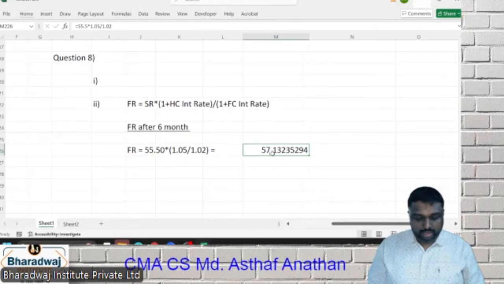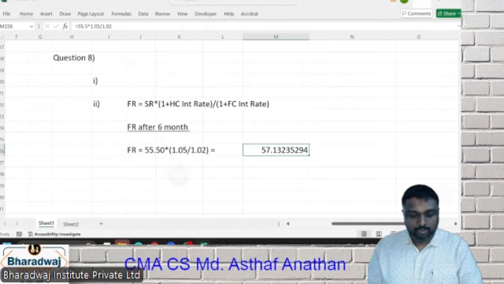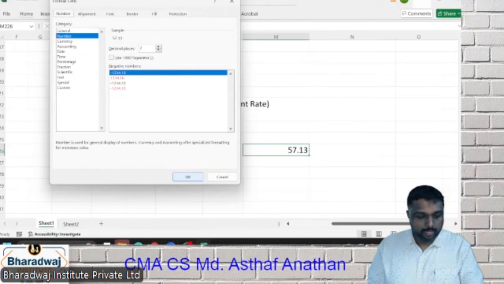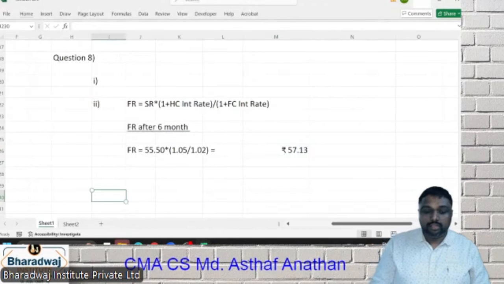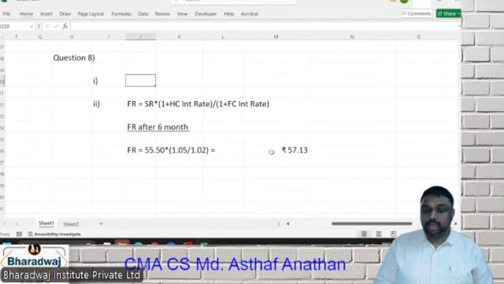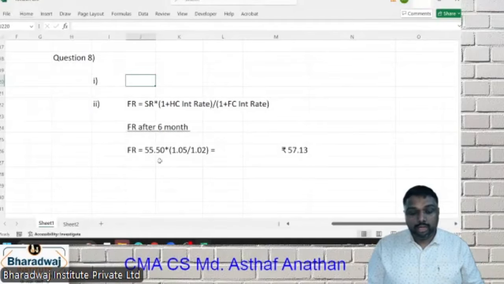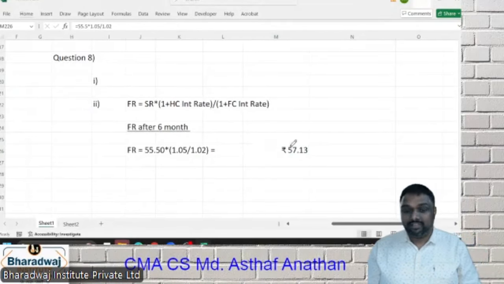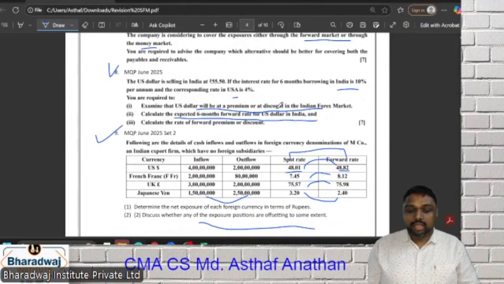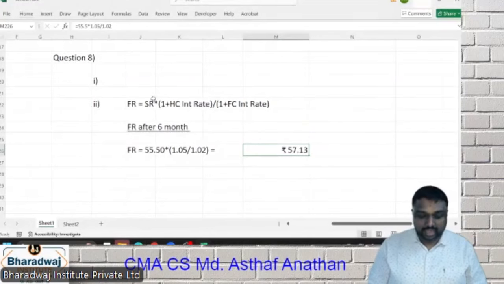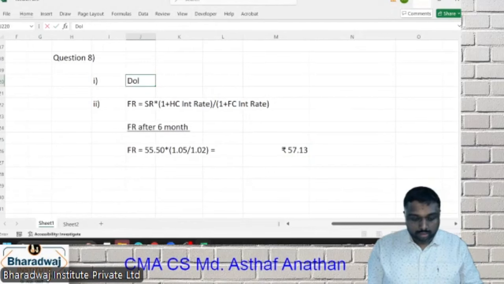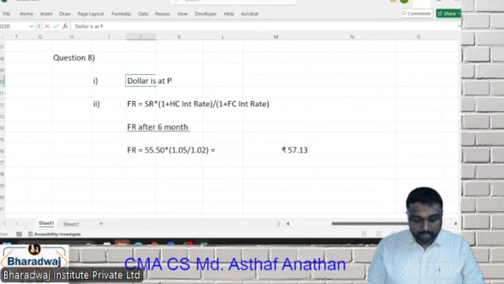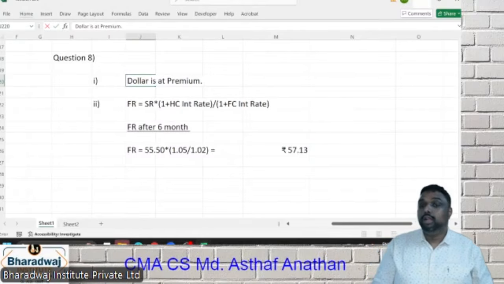See, you are getting excess. See, this first question, what you can see: earlier $1 you will get only 55 rupees. Now $1 you're getting 57. So they are asking dollar is a premium or discount. So we can say dollar is at premium.